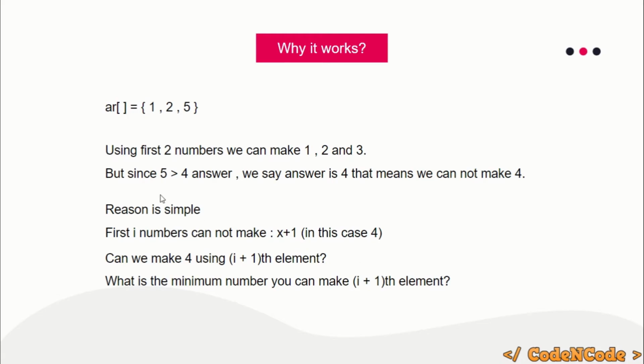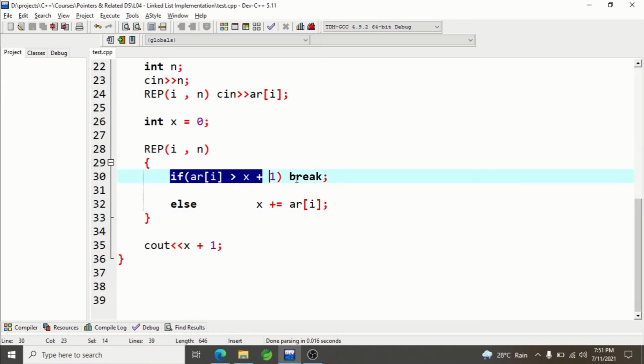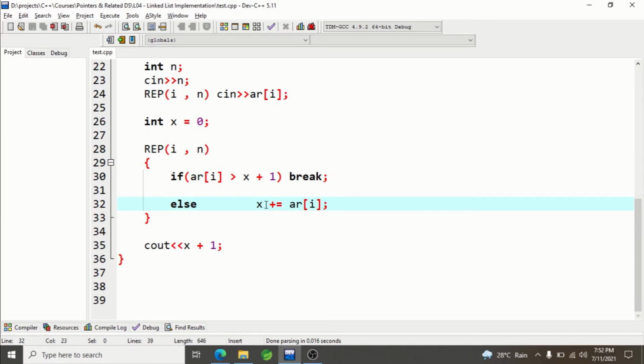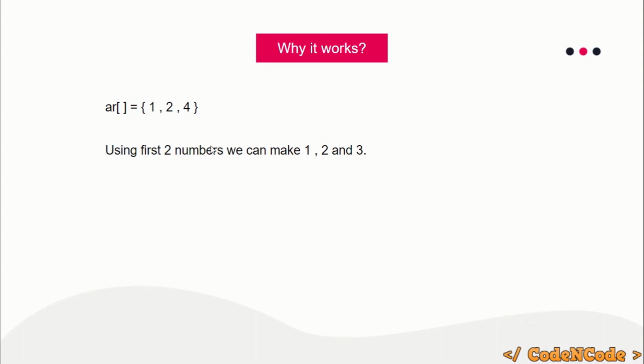But the question is, if the i plus 1th element is not greater than x plus 1, then why are we adding that number? If this condition doesn't hold, why are we adding arr of i? Why is our x being updated to x plus arr of i? So see here, using the first i numbers we were able to make 1, 2 and 3. How many numbers can the next number help you make? Since the next number is x plus 1, clearly it would help you make x plus 1.